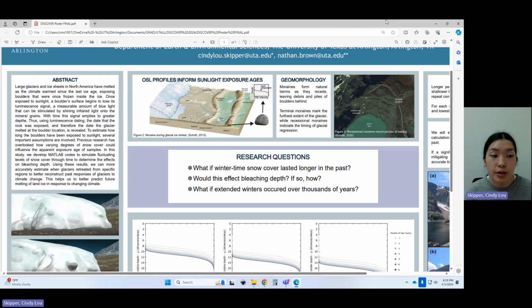Varying degrees of snow cover could influence the apparent exposure age of samples. In this study, we developed MATLAB codes to simulate fluctuating levels of snow cover through time to determine the effects on bleaching depth. With these results, we can more accurately estimate when glaciers retreated from specific regions, and this helps us to better reconstruct past responses of glaciers to climate change. This helps us better predict future melting of land ice in response to changing climate currently.